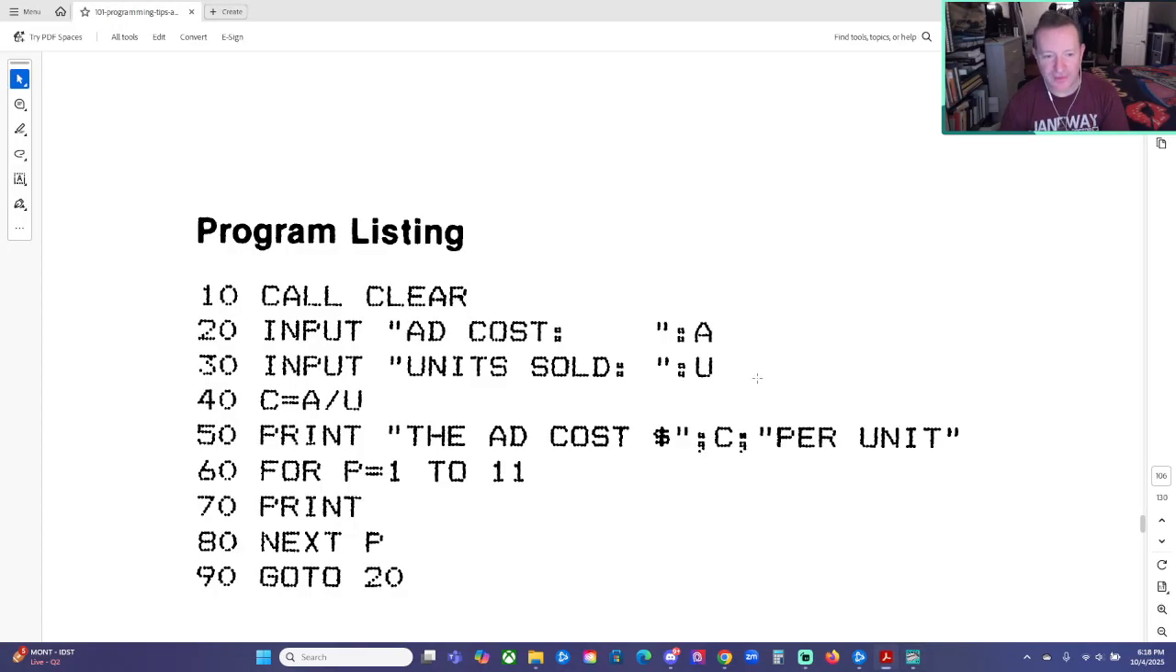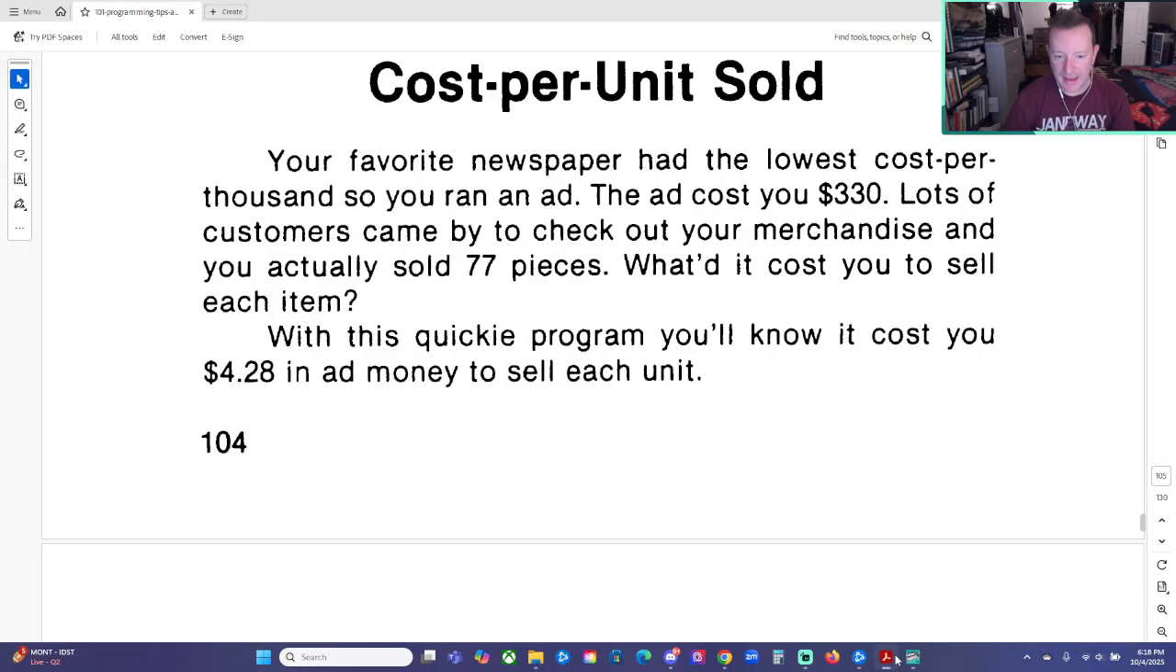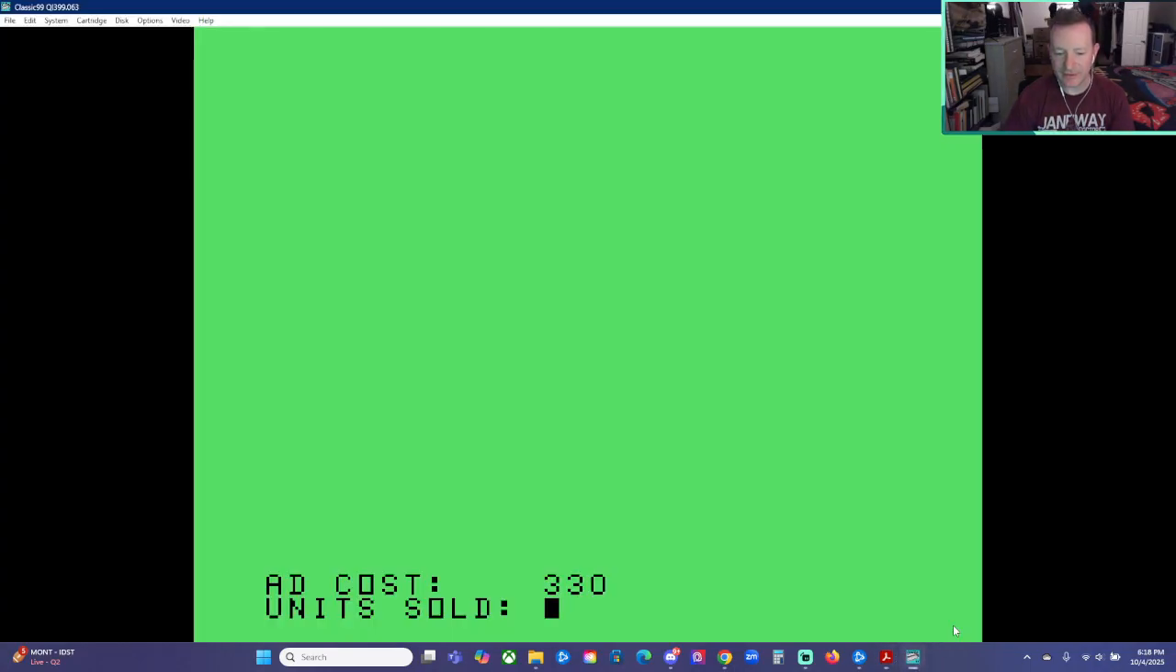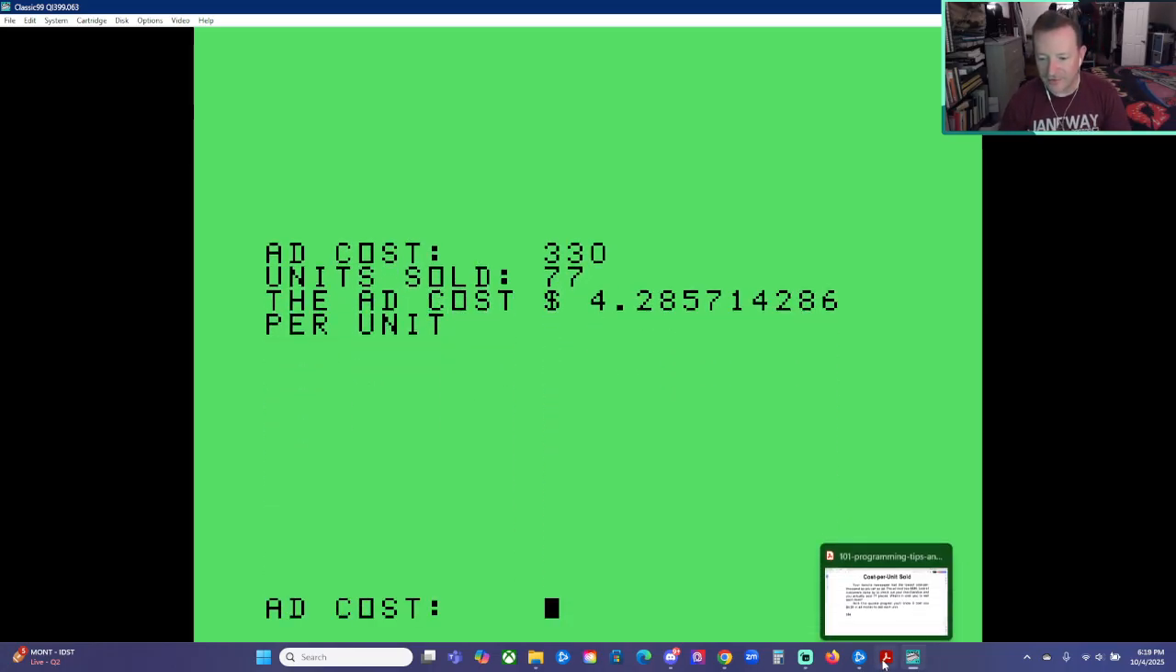I'm going to use the sample information from the book here. Okay, so ad cost, $330. And units sold, 77. And we find that that ad cost us $4.28, actually probably rounded up to $4.29, but why quibble over a fraction of a cent here? The ad cost $4.29, or 428.571 cents per unit. And let's go ahead and screenshot this.